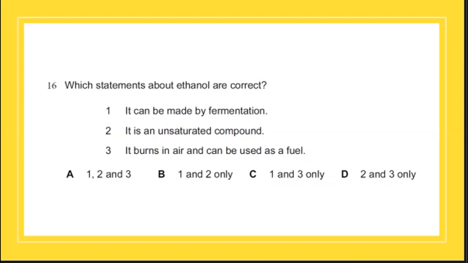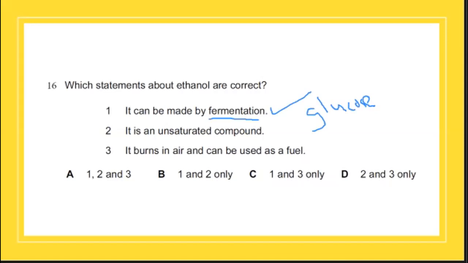Next question. Which statements about ethanol are correct? It can be made by fermentation. Yes, it can be made by fermentation. What we would ferment is glucose. Glucose is fermented. And when it is fermented, we can, from that, extract ethanol by fractional distillation.